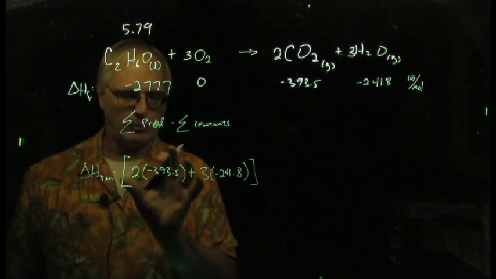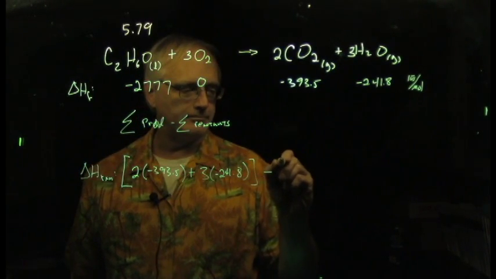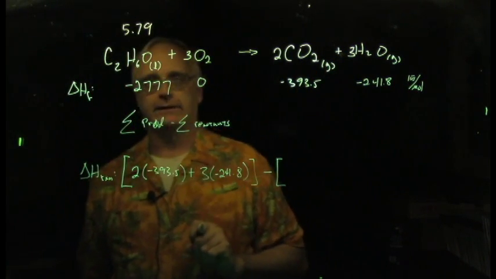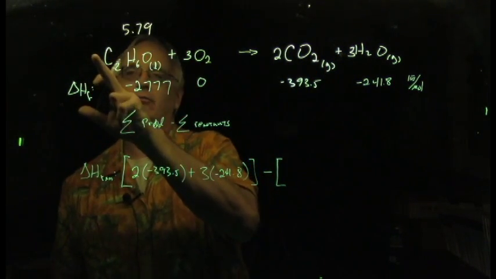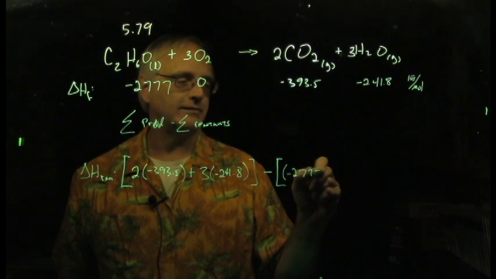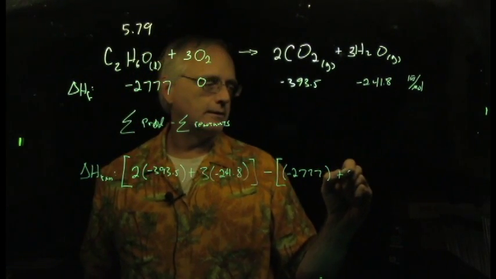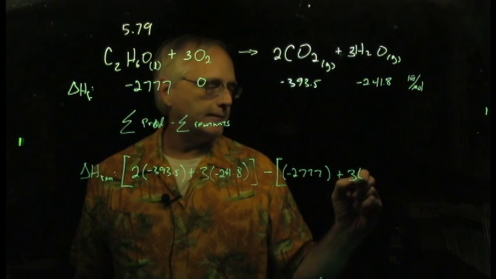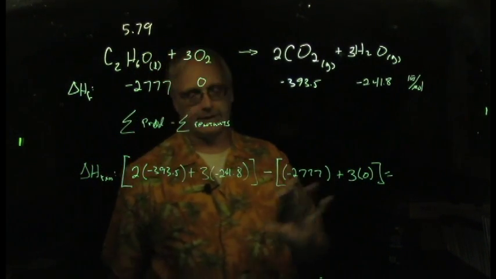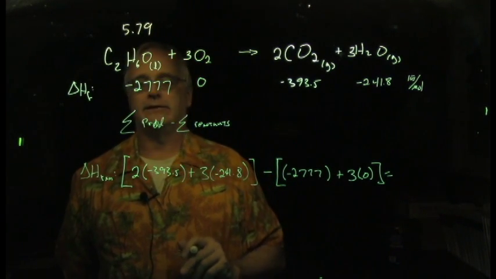That is the sum of all the product numbers, minus, big brackets again, do exactly this, but over here with the reactants, the sum of the reactants. I only have one of these, so negative 2,777 plus 3. Now, the value is a 0, but I am going to include it simply for completeness, because it just kind of makes sure I get everything in there. And so that is the calculation I have to do.